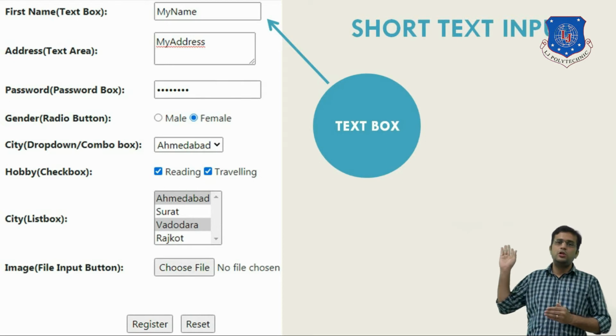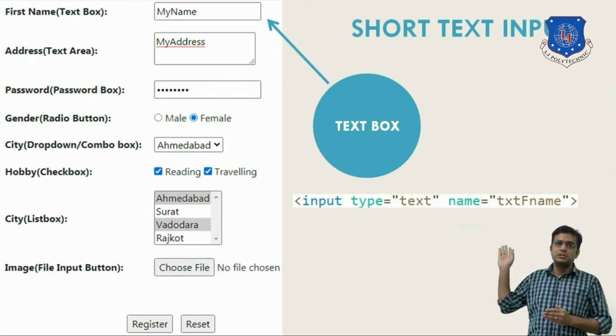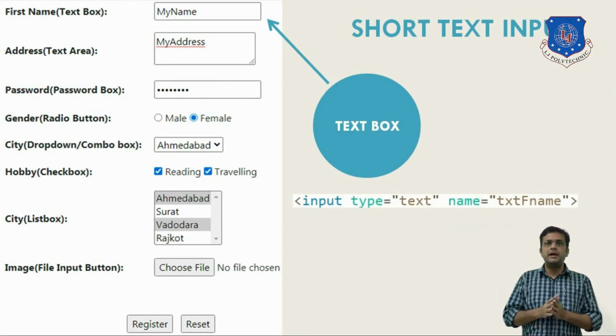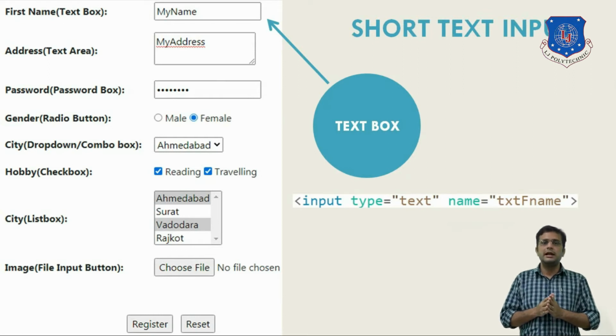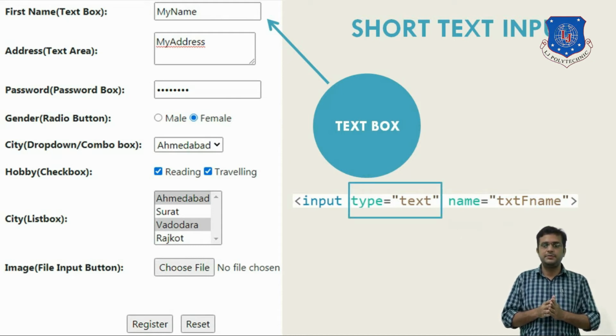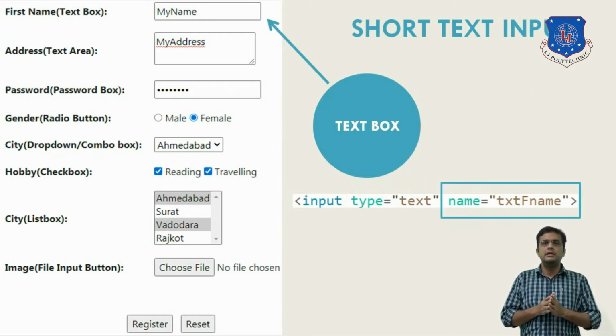Here is a code to create a text box in a web page where you can observe there are two properties. First property is a type property. We need to set this property as text. The second property is a name property. Name property is important to set in all form elements.